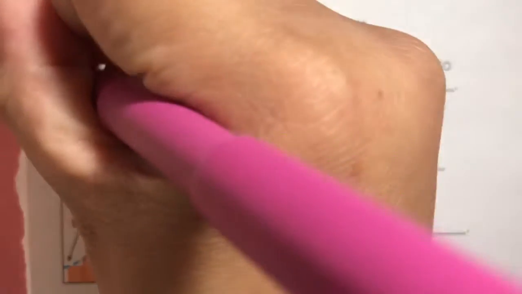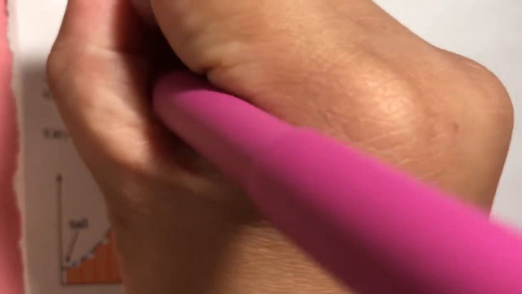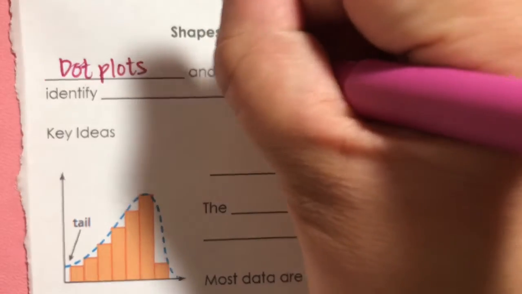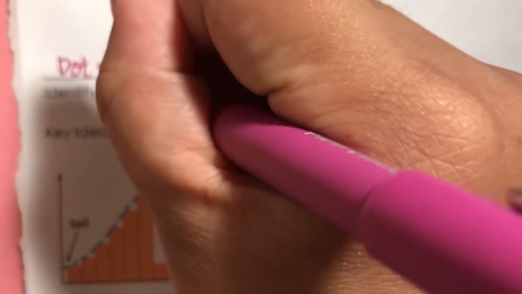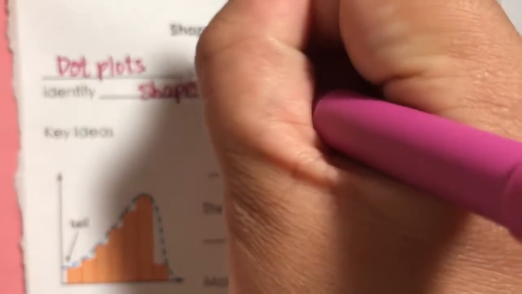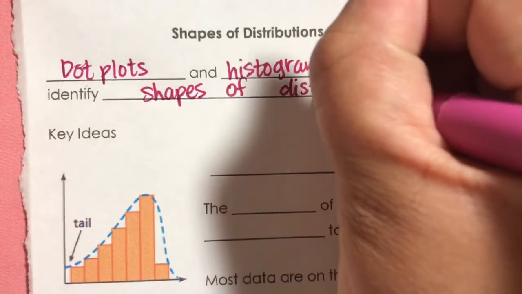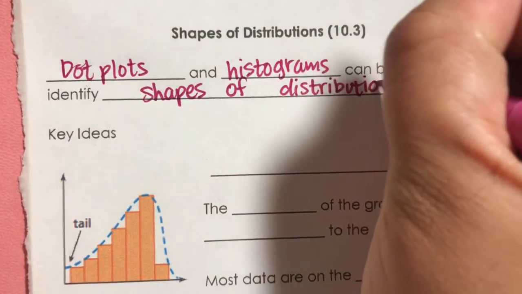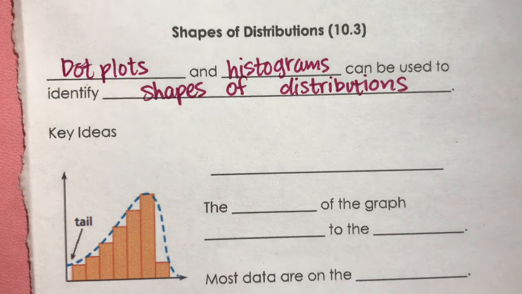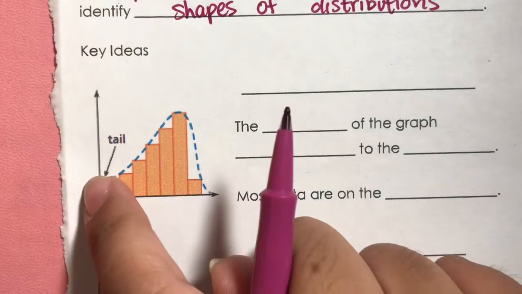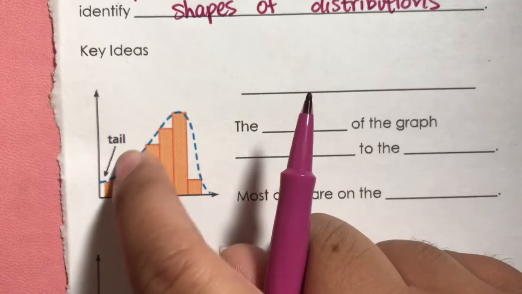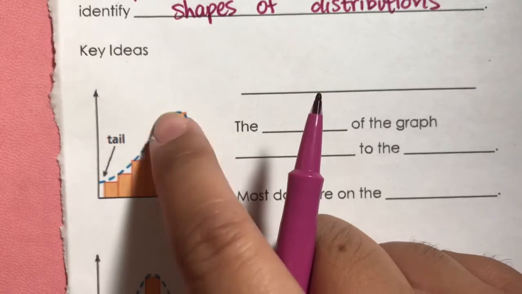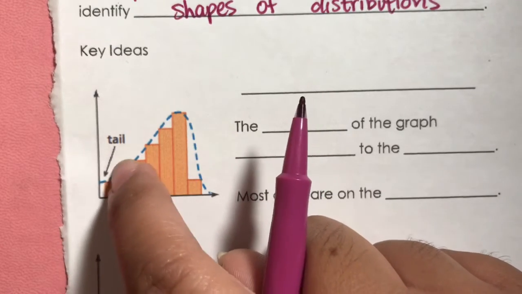Okay, dot plots, you know what they are, and histograms, which we learned at the beginning of our unit, can be used to identify shapes of distributions. So key ideas. You see this first graph right here. You notice that there's a line going through it, and this part is labeled the tail because it's the thinner part of the data. It's where the data starts to lower, where it starts to go down. So we call that the tail end.